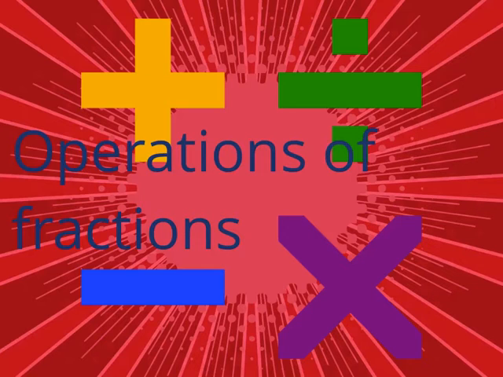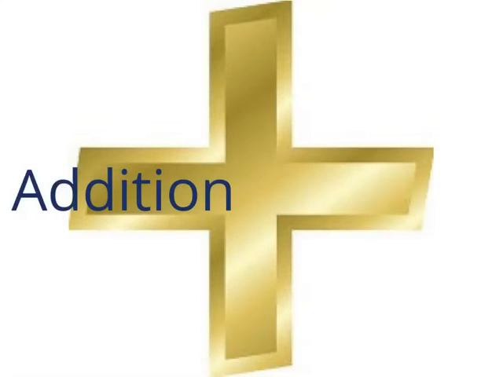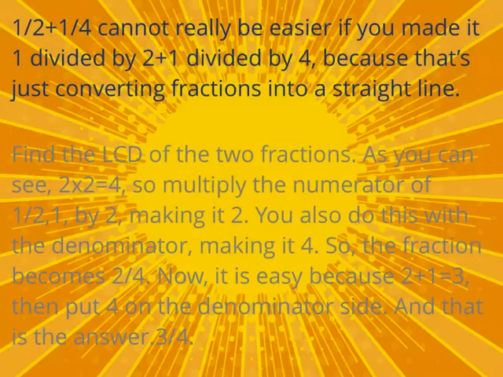Operations of fractions. Addition. 1/2 plus 1/4 cannot really be easier if you made it 1 divided by 2 plus 1 divided by 4, because that is just converting a fraction into a straight line. What you do is that you find the LCD, or least common denominator, of the two fractions.